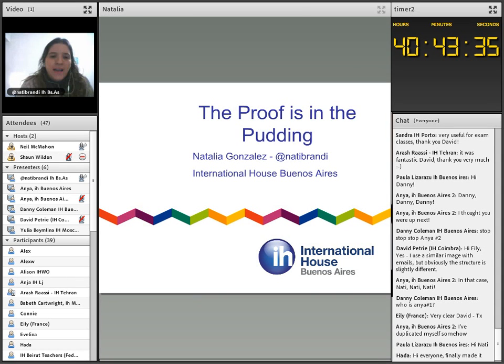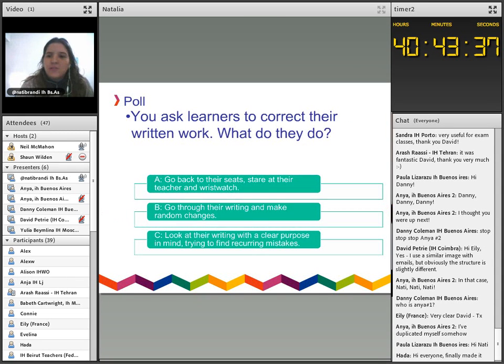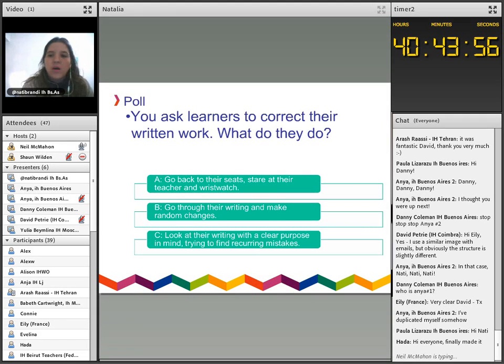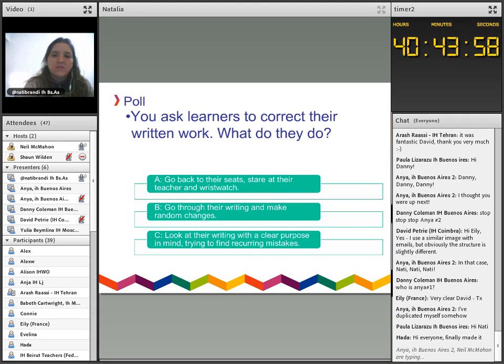So when you get students to proofread, Neil, could you get the poll up? I think Lisa typed it. When you get students to proofread, when they are doing an exam and they come to you, they give you a piece of writing and you say to them, could you please proofread it? What do they do? Neil, could we get the poll? Simply type it in the chat box, A, B, or C.